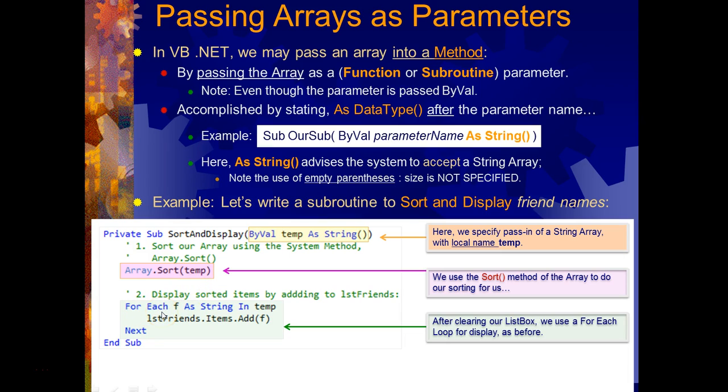For each f as string in temp, remember we saw this for each statement before. So this means let this be the first element in the array temp, and then what are we going to do? Add it to our list box, and then keep doing that to the second element in temp and the third element in temp. So this subroutine is going to do two things, and we can guess what it's going to do because of the name. Sort, first here, and then display here. Okay, so let's test it out.